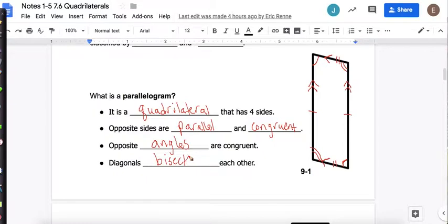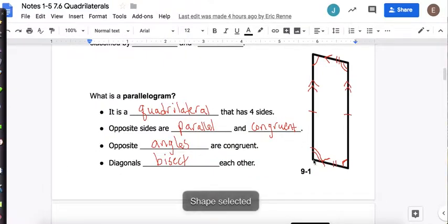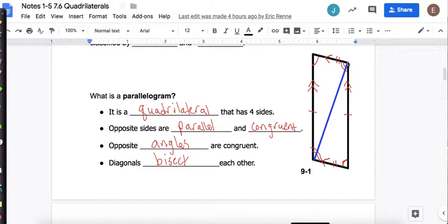And then lastly, the diagonals bisect each other. And bisect means to divide into two equal parts. So let's look here, and we're going to draw in the bisecting lines. So you can use a ruler to help make these straight.